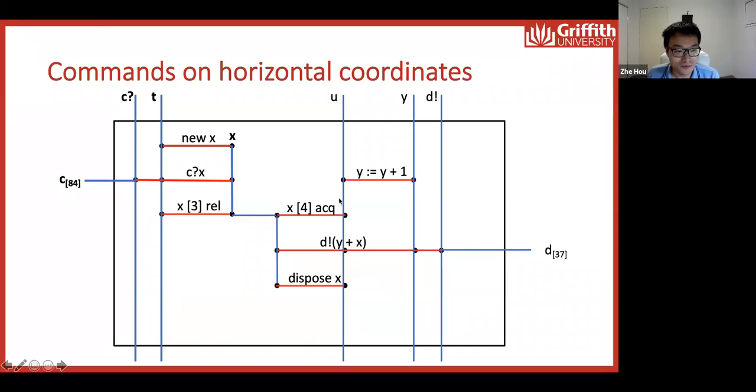For example, look at the left-hand side, the actions of the thread T. We have three actions. They are an allocation of the new object X, an input of the message on channel C, simultaneously with the assignment of X, and the third one is a release of the ownership of X.